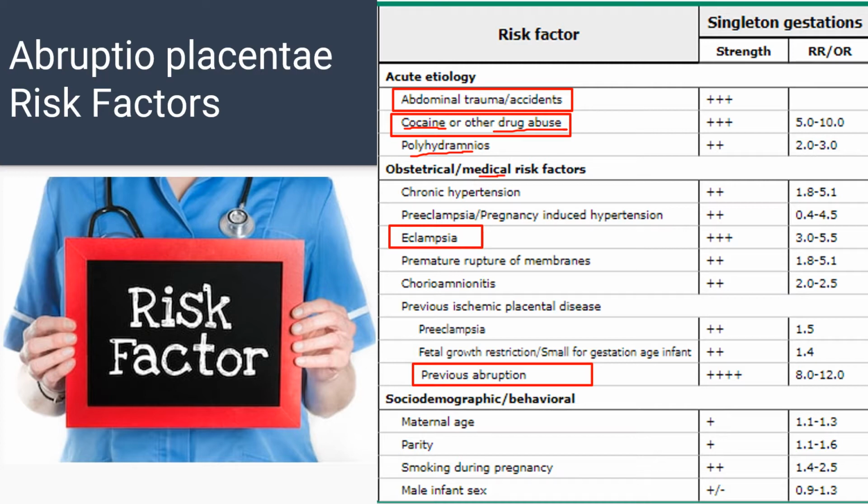There are medical risk factors like chronic hypertension, preeclampsia, which is a very important risk factor. Eclampsia is also a risk factor. PPROM, chorioamnionitis, previous ischemic placental disease, previous abruption in other pregnancies, also a risk factor. And maternal age, advanced age, the parity, smoking, male infant. But the ones that I have marked are the most important and most related risk factors.